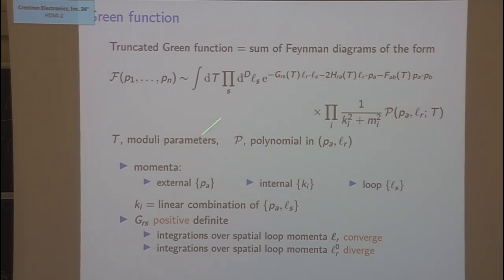Okay. And as I said, because this big G_RS is related to the small g of the previous slide, it's also positive definite. You can show this. And then the integrals over the loop momenta will diverge in the energy direction, and they will converge in the spatial directions.